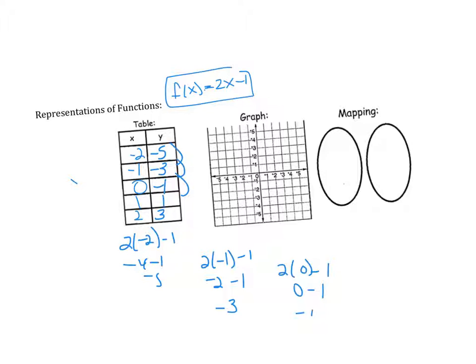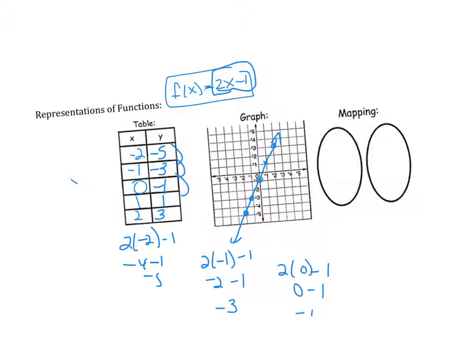Now we know from previous units that this is going to form a line because 2x minus 1 is like mx plus b. So let's go ahead and plot our points and we'll see what kind of line this makes. So we have the point negative 2, negative 5, negative 1, negative 3, 0, negative 1, 1, 1, and 2, 3. We just connect our points and that's our line. So that's a graph representation.